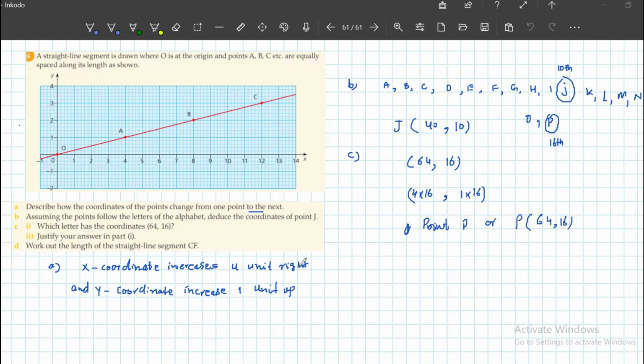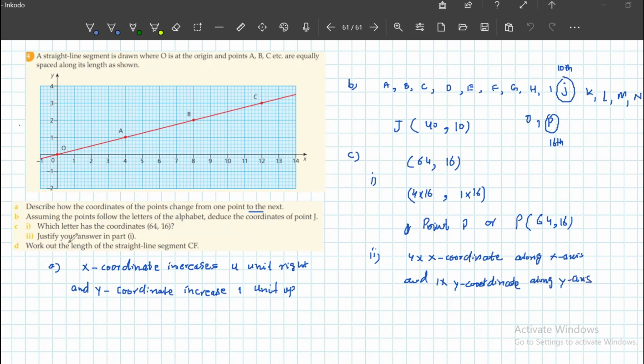So we can also justify our answer to part A, which he wants us to write: justify your answer in part A. As I already wrote, 16 multiplied by 4, so 4 multiplied by the x coordinate and 1 multiplied with the y coordinate, we will get these answers.